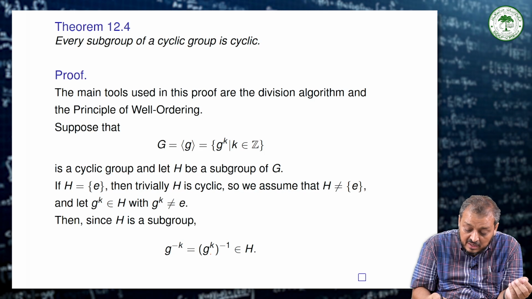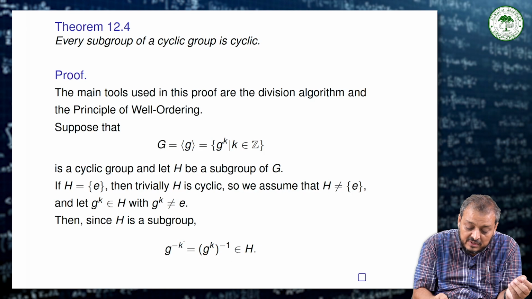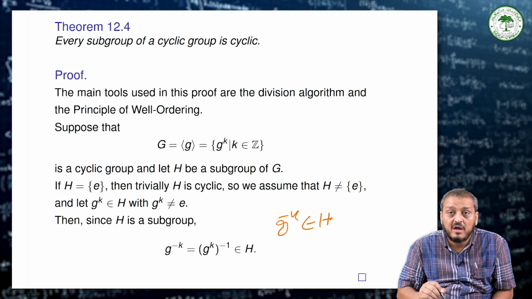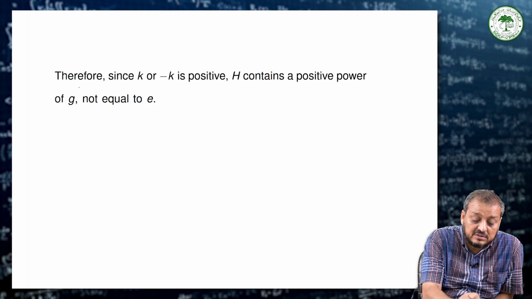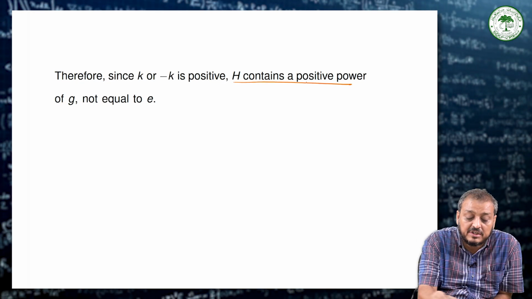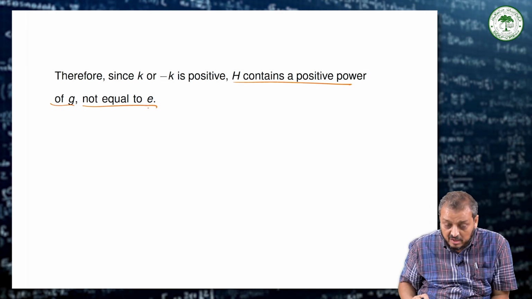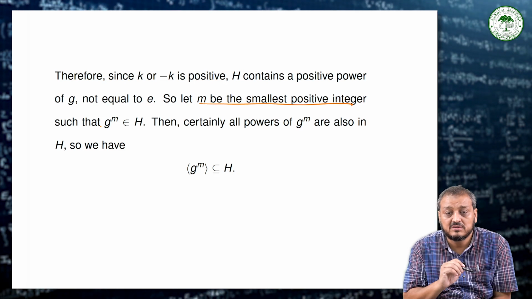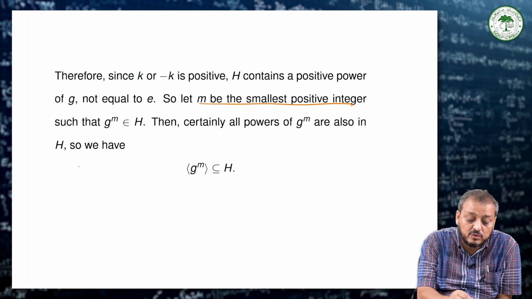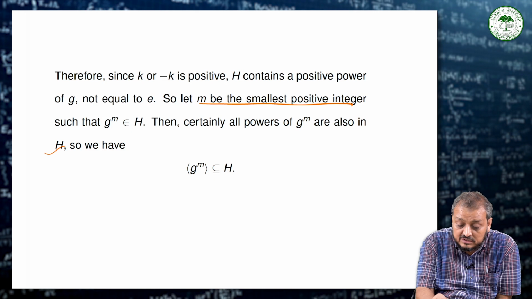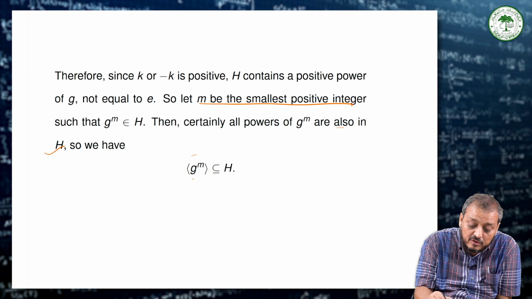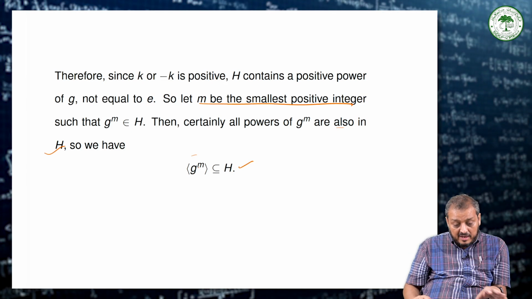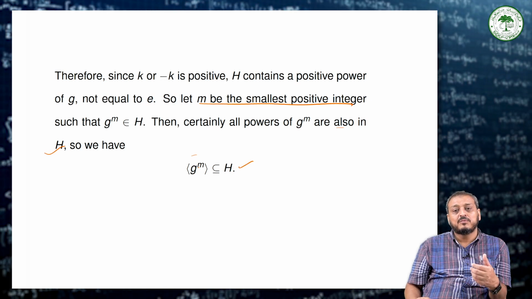So the inverse of g to the power k can be written as g to the power minus k, so this is also an element of H. Therefore, since k or minus k is positive, H contains a positive power of g not equal to the identity. Now let m be the smallest positive integer such that g to the power m belongs to H. Then certainly all powers of g to the power m are also in H, generated by g to the power m, because m is the smallest positive integer.